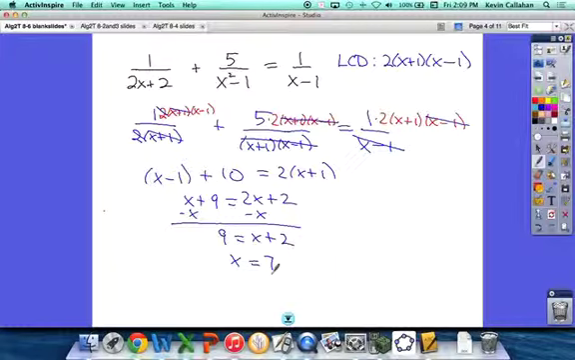But with 7, 2 times 7 plus 2 does not equal 0. And 7 squared minus 1 does not equal 0. And 7 minus 1 does not equal 0. So in all three cases, we don't have an issue with that. So no extraneous. Now you could have a wrong answer, but you don't have an extraneous solution.